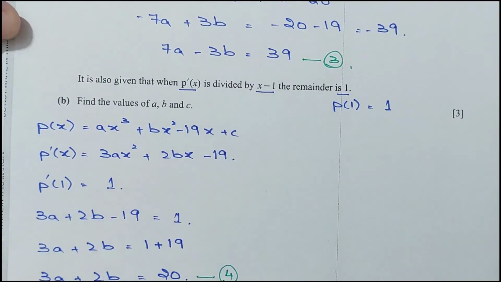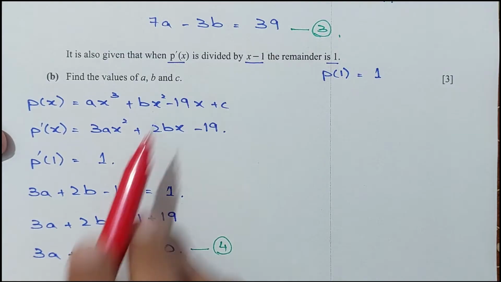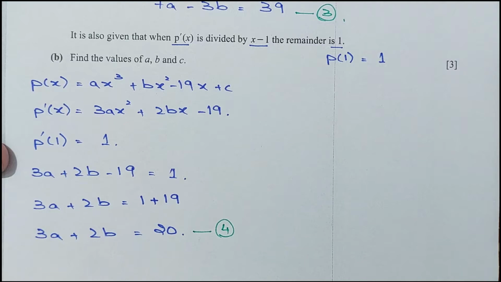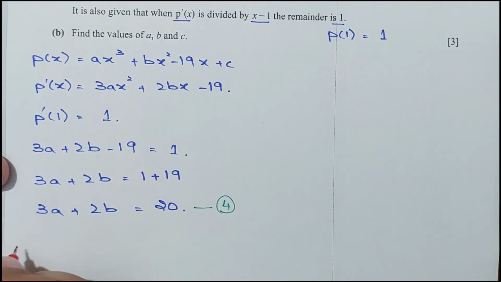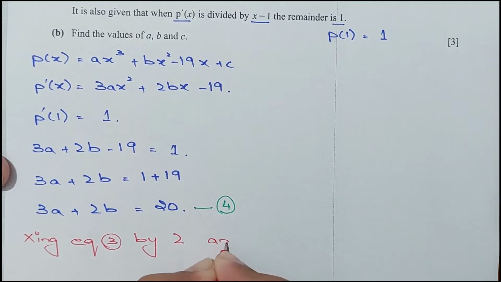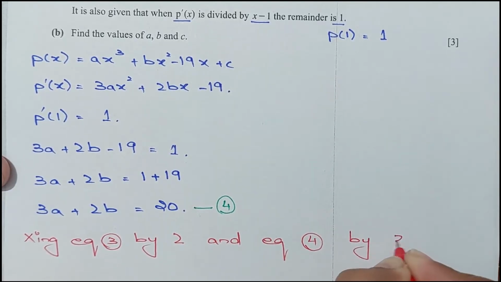Now we have two equations. We can easily solve for a and b. So we have 7 and 3, 2 and 3. Let me multiply equation 3 by 2 and equation 4 by 3, to get the opposite coefficients basically. So we can say multiplying equation 3 by 2 and equation 4 by 3 and add.